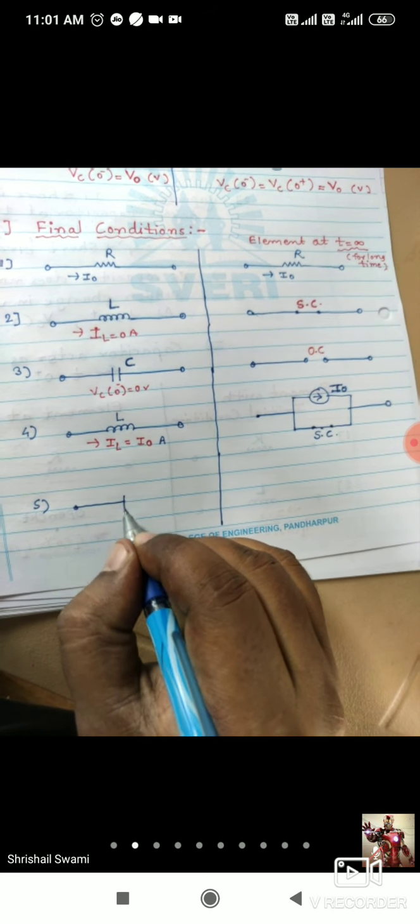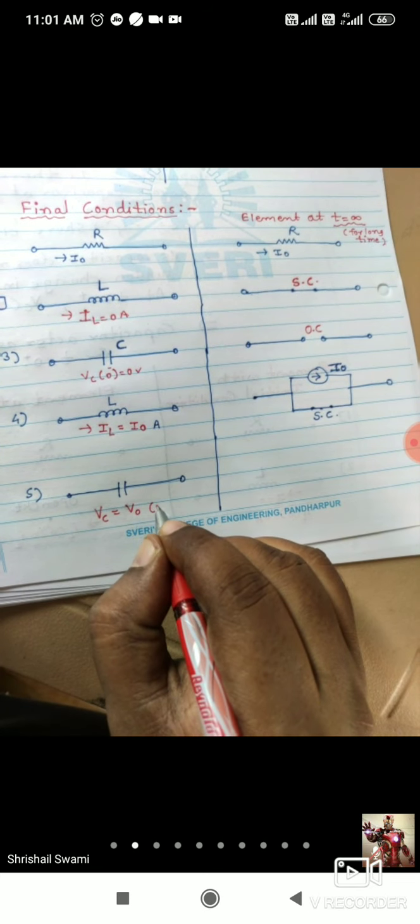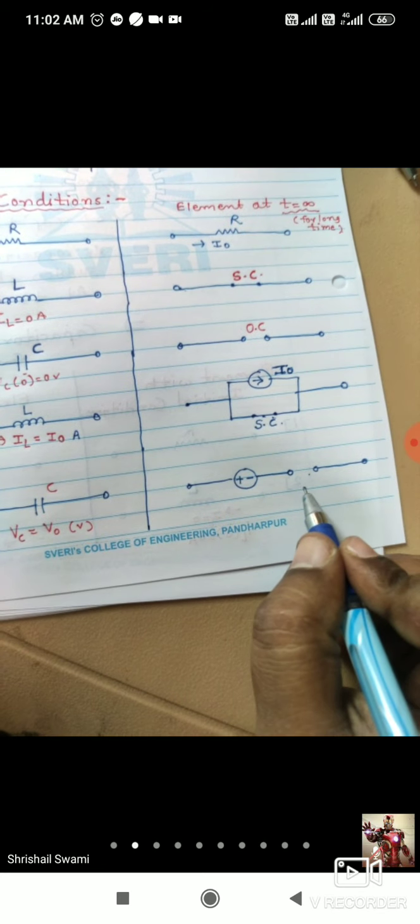Fifth one, we are talking about the capacitor. If voltage across the capacitor, that is VC, is equal to V0 volt, then what will be the changes in the diagram? So carefully note down, that will be the voltage source where resistors become open circuit. Here the resistor becomes short circuit. So this is the ideal voltage source, but resistor is 0. So here it is open circuit, इथं मी शॉर्ट सर्किट लिहिलेलं आहे, and this value will be the V0.